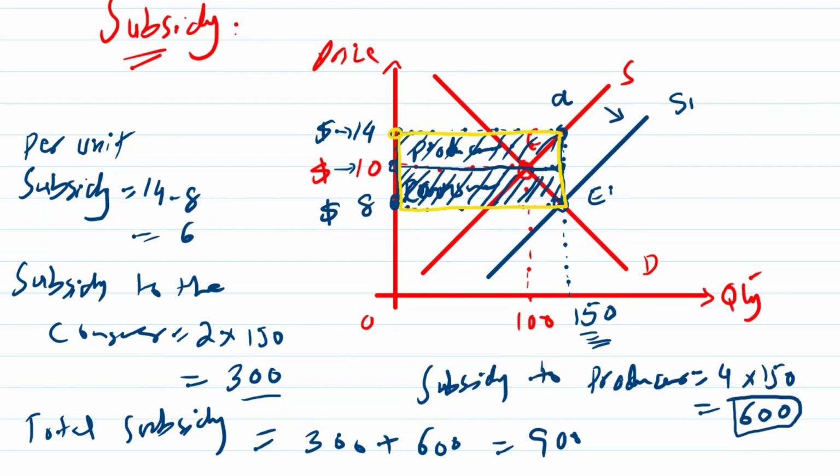So what you can do is you can just find out the area of this rectangle, right? The height of this rectangle is from 8 to 14, that is $7, and the base is 150. For finding the area of a rectangle, we multiply base and perpendicular. Perpendicular is 7, base is 150, and when we multiply them, we get $900 total amount of subsidy.